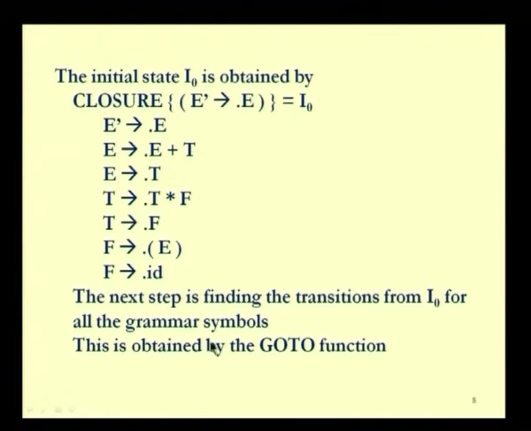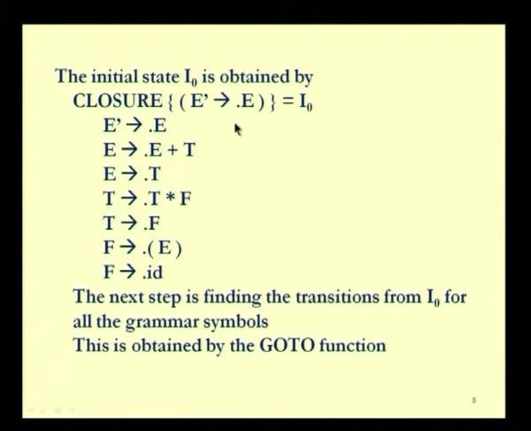First of all, we shall see what the initial state of the parsing table is going to be. The initial state I naught is obtained by the closure of the new production added to the augmented grammar, which is E dash derives dot E. So, we will be applying the closure of E dash derives dot E, and now we have to find out the expansion for E. This E has two expansions, one is E derives E plus T and another one is E derives T.